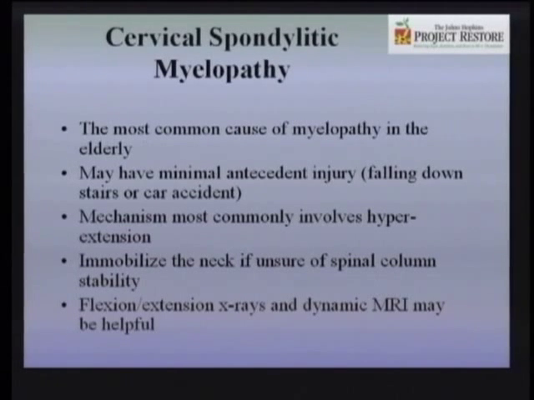There may be a minimal antecedent injury, falling down the stairs, or even a car accident that kind of brought this on. The arthritis had been there, but was okay until this accident occurred. Mostly a hyperextension type injury brought this on, and from a clinical management standpoint, immobilize the neck, and we can get flexion or extension x-rays and an MRI to define how bad this is and what the treatments would be. Very important to get this out of the way right up front.